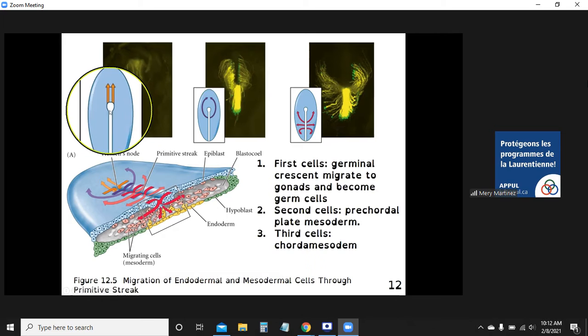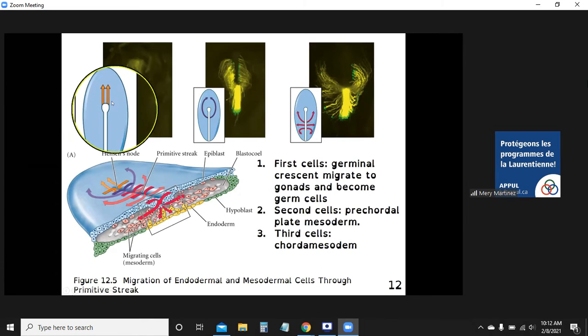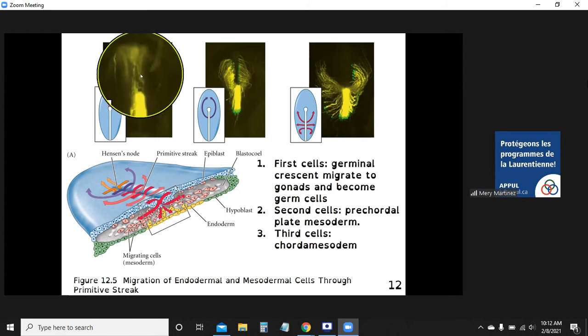Okay, that's the Hensen's node, and we see how, in the primitive pit right there, cells gain the inside of the embryo. So we're going to have three different populations of cells migrating in here. The first group of cells start migrating through the Hensen's node and will form the pharyngeal endoderm of the foregut. They go right here into the anterior portion.